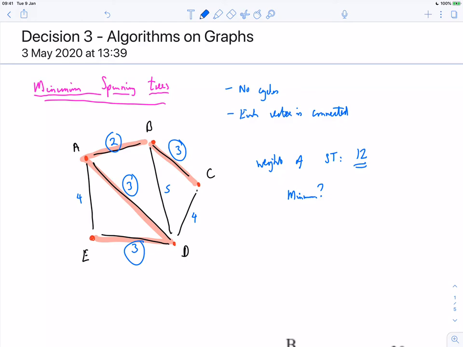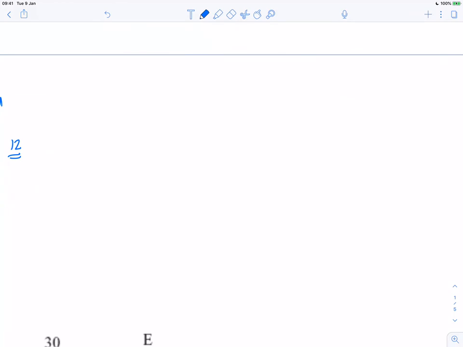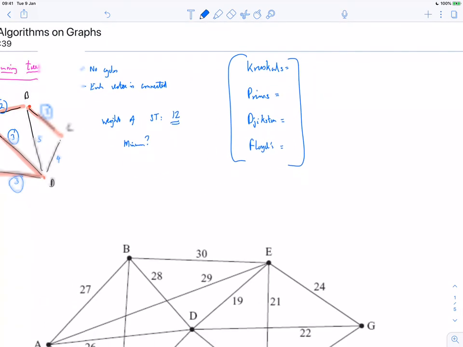There's various ways of checking whether it's a minimum spanning tree or not. We're going to be looking at four algorithms: Kruskal's, Prim's, Prim with 1M. Is it 1M or 2M? I always forget. Prim's, and then Dijkstra. It looks like it should be pronounced Dijkstra, but it's pronounced Dijkstra. And the final one is Floyd's. Now, these are four algorithms you'd need to know to find a minimum spanning tree.